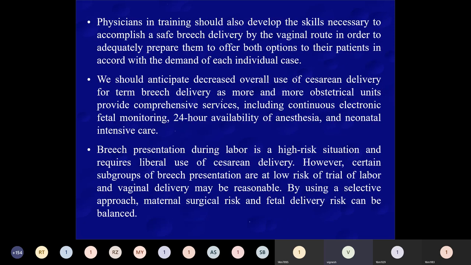Physicians in training should also develop the skills necessary to accomplish a safe delivery by the vaginal route, in order to adequately prepare them to offer both options to their patients in accordance with the demands of each individual case. We should anticipate decreased overall use of cesarean delivery for term breech as more and more obstetrical units provide comprehensive services, including continuous electronic fetal monitoring, 24-hour availability of anesthesia and neonatal intensive care. Breech presentation during labor is a high-risk situation and requires liberal use of cesarean delivery. However, certain subgroups of breech presentation are at low risk, and vaginal delivery may be applied here.